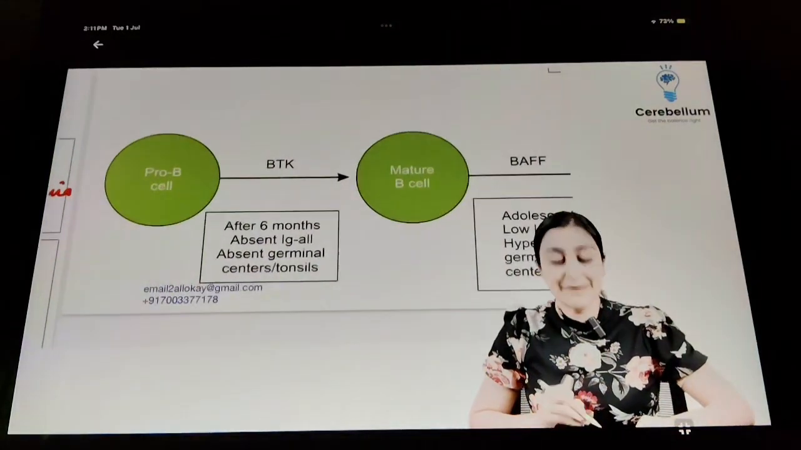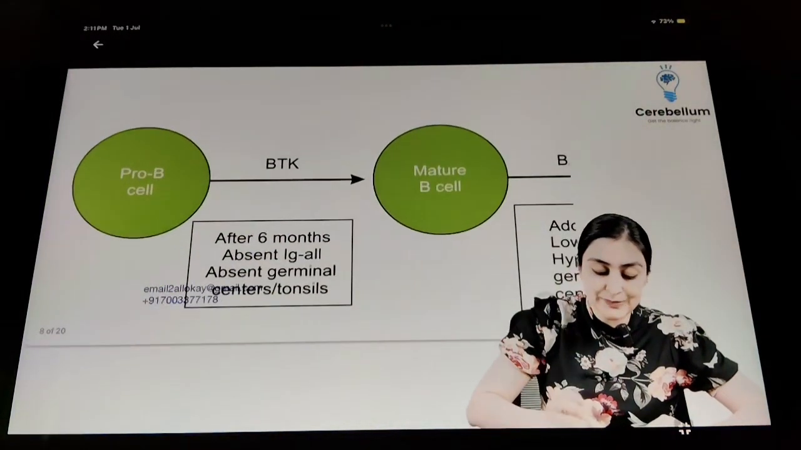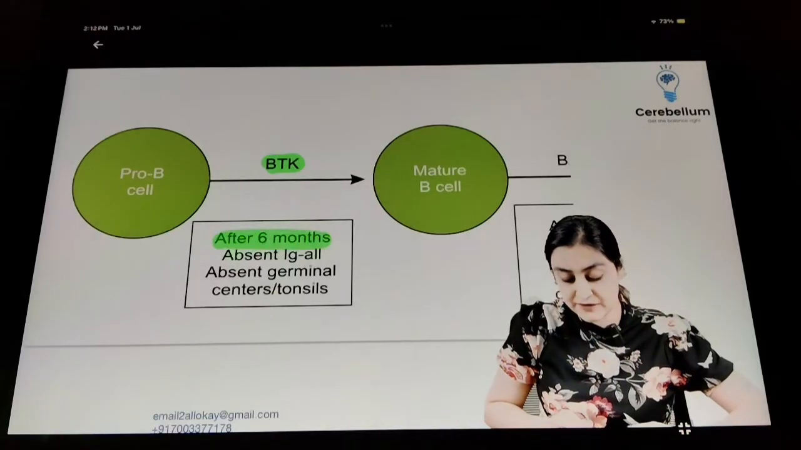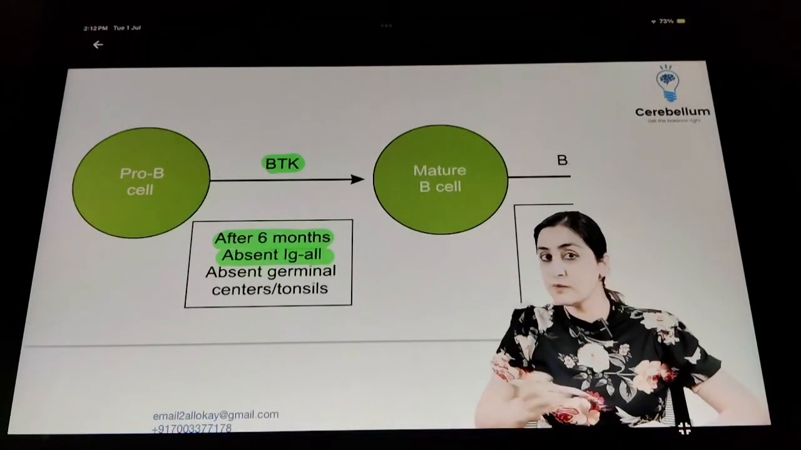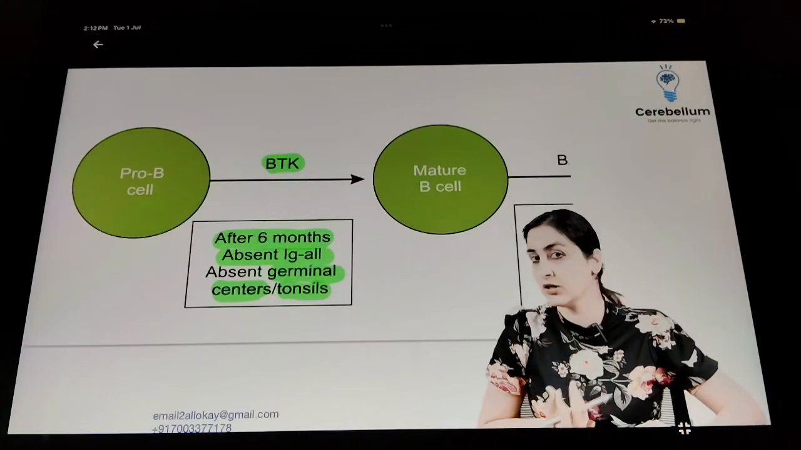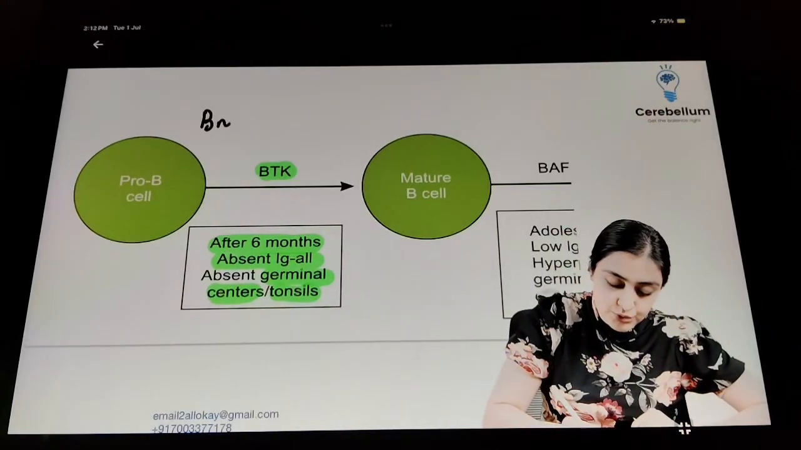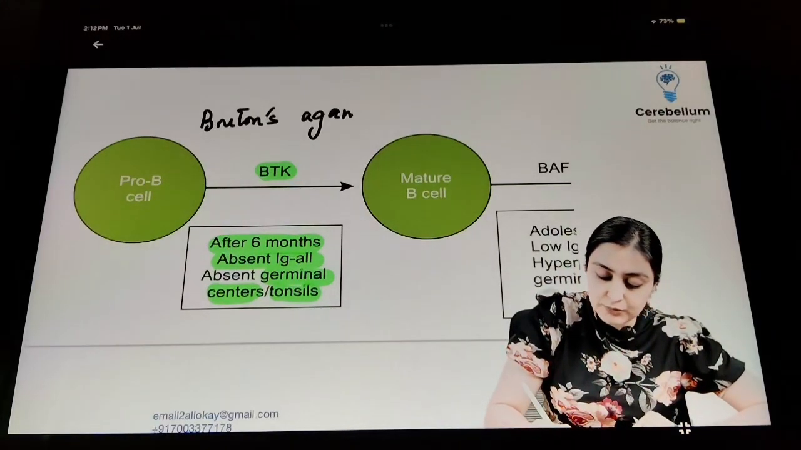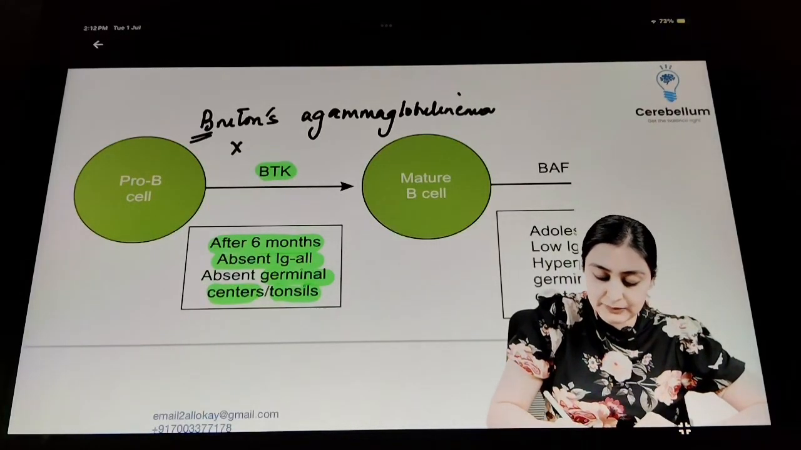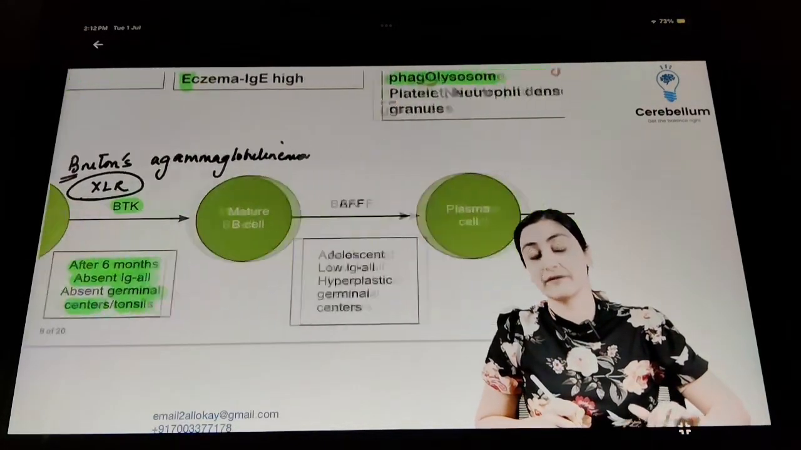Now, what is the approach to B cell? When you don't have the main BTK, Bruton's tyrosine kinase, then no B cells are formed. As I said, B cell defects will present after 6 months with recurrent infections. All immunoglobulins are absent because there are no B cells, and the germinal centers and tonsils will not be there because tonsils have the B cells. So this is Bruton's agammaglobulinemia. As the name suggests, this is where you have no immunoglobulins. B for Bruton, B for boy. So you remember this is also X-linked recessive, like Wiskott-Aldrich.